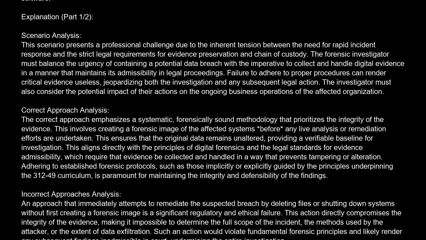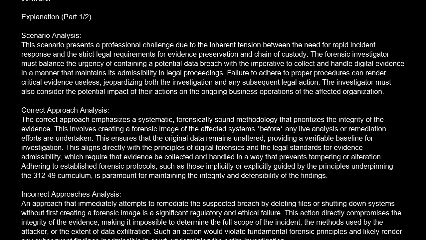The correct answer is D. Immediately initiate system remediation by isolating the server and beginning to remove any identified malicious software. Explanation. Scenario analysis. This scenario presents a professional challenge due to the inherent tension between the need for rapid incident response and the strict legal requirements for evidence preservation and chain of custody.